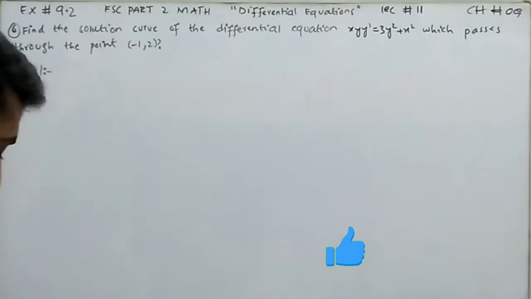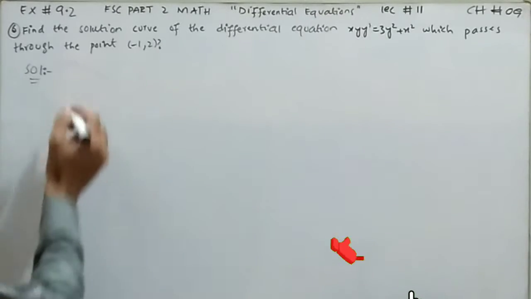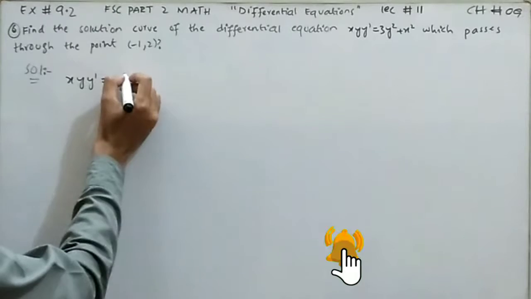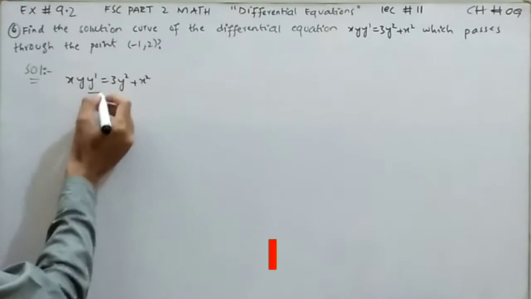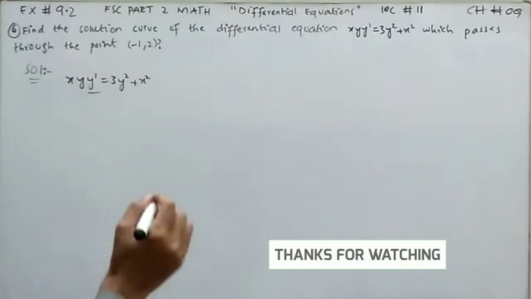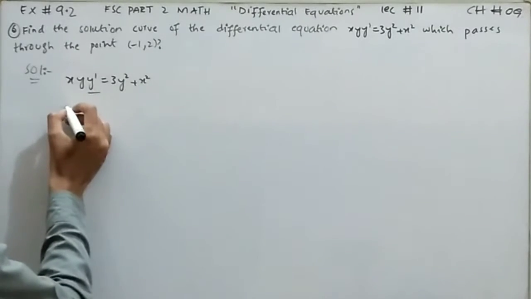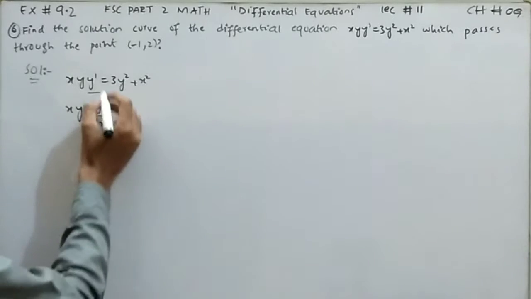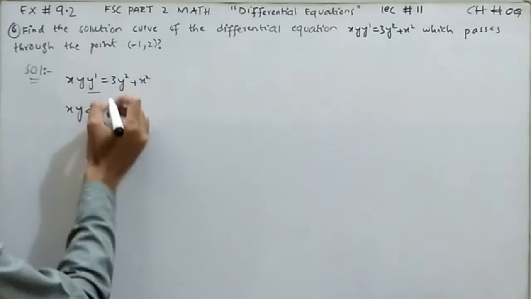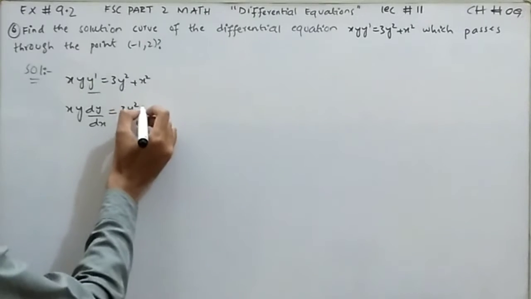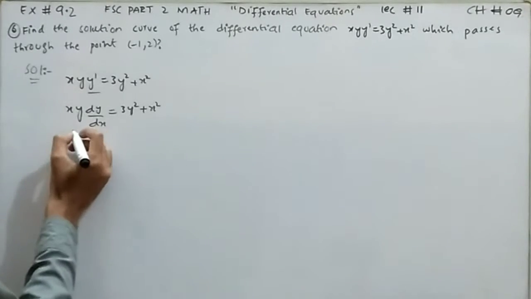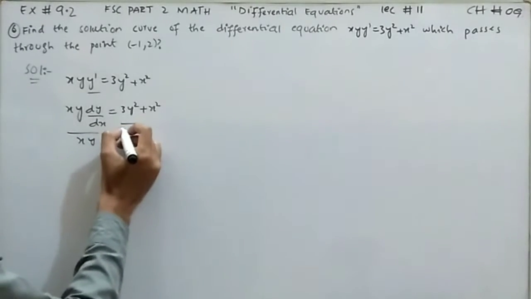The first thing is that the differential equation is given, which is xyy' = 3y² + x². This y' is actually called the first derivative of y with respect to x. So we can write it as xy dy/dx, because this is the first derivative of y with respect to x, is equal to 3y² + x². Now we first convert this differential equation into homogeneous by dividing both sides by xy.